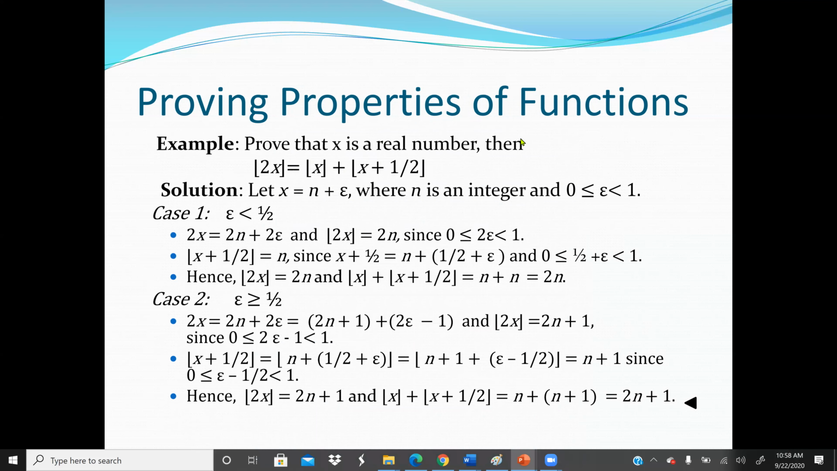We can also prove the properties of a function. For example, prove that x is a real number, then we have this. If we want to prove this for a real number, we may have two cases. One case is if the decimal value is less than 0.5, then we ignore it. If the decimal value is greater than or equal to 0.5, then we approximate it to 1. And that's the step here.